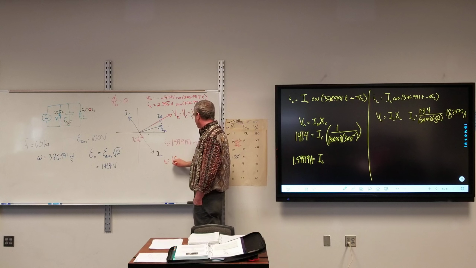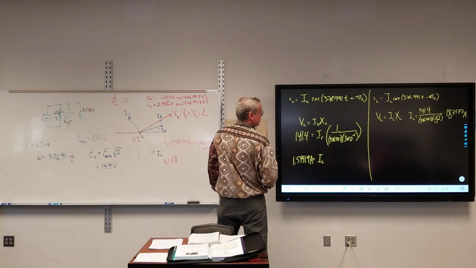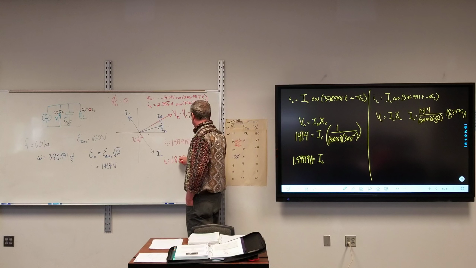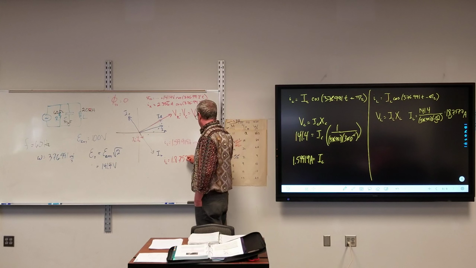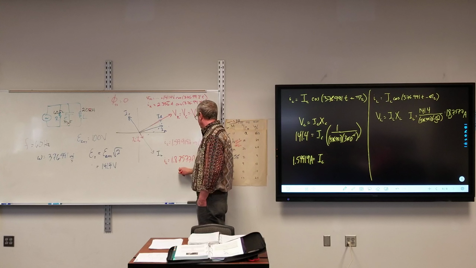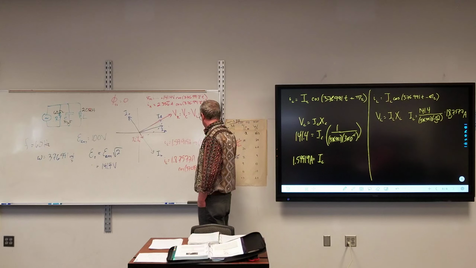So 1.87577 amperes times the cosine of 376.991 times time plus pi over 2. Minus. Thank you. Minus pi over 2.